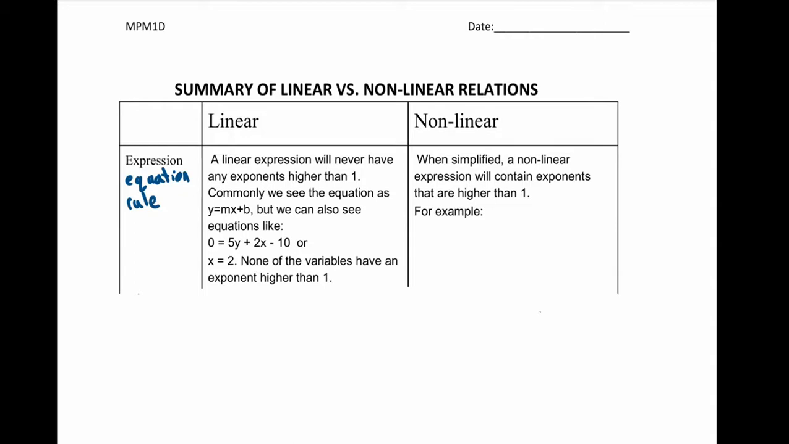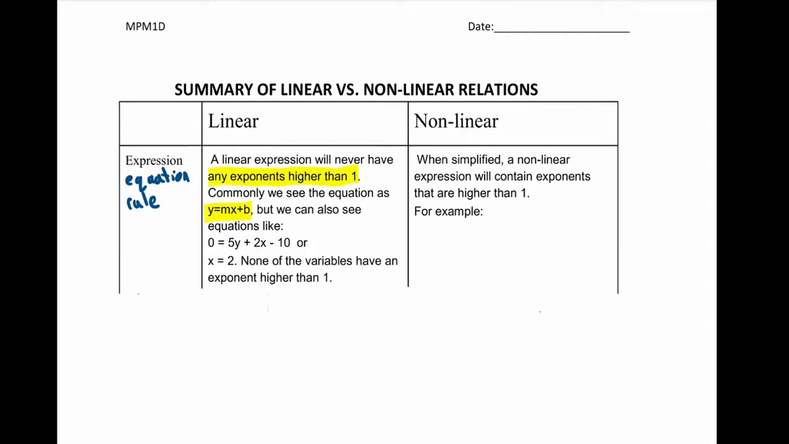But a linear expression will never have any exponents higher than 1. So that's the key thing. We're not going to see any exponents that are higher than 1. Commonly, we'll see the equation as y equals mx plus b. Again, remember that's the general pattern, that's the general rule, or the form of the rule that we'll see.